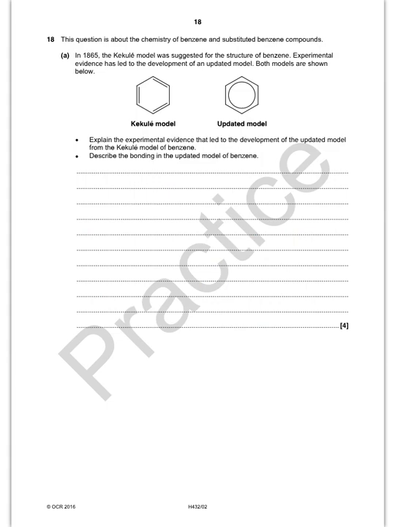Again, this is a lovely question as well to tell me about benzene. So experimental evidence that led to development of the updated model from the Kekulé model, and we need to describe the bonding in the updated model. So first of all, the issues with the Kekulé model, there were three, if you remember. The carbon-carbon bond lengths in benzene are actually all the same, whereas in a Kekulé model, you'd expect the double bonds to be shorter than the single bonds.